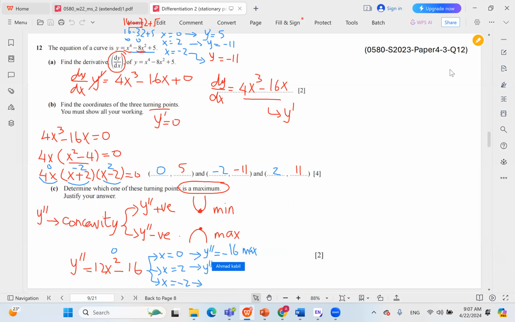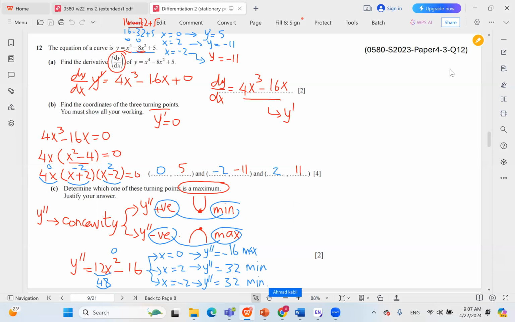If we put 2 here, 12 times 2 power 2, so this is 12 times 4, so this is 48. 48 minus 16 gives us 32. So 32 is positive, so positive equals minimum. So this is what I want you to understand. Positive equals minimum, and negative equals maximum. So when y double dash is negative, it's a maximum. When y double dash is positive, it's a minimum. Also for x equals negative 2, we also get 48 here. So again, y double dash is going to equal positive 32, and that's also a minimum.